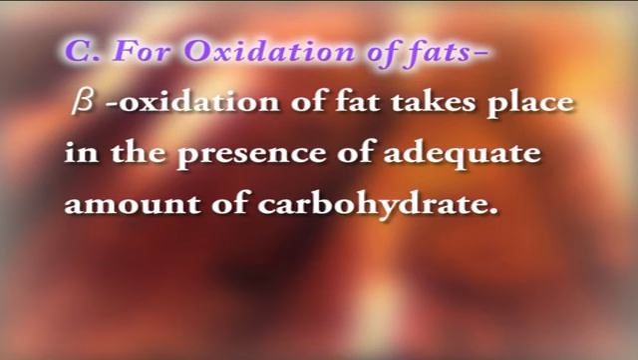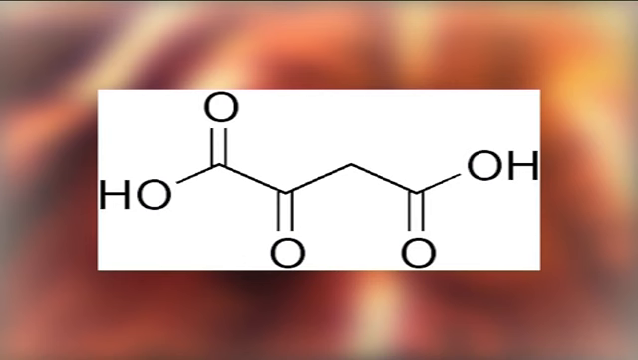Carbohydrates for oxidation of fats. Beta oxidation of fat takes place in the presence of an adequate amount of carbohydrate. The acetyl CoA formed during the oxidation of fatty acids reacts with oxaloacetic acid formed from carbohydrate and the metabolism of amino acid. They react to form citric acid which gets oxidized through TCA cycle back to oxaloacetic acid.